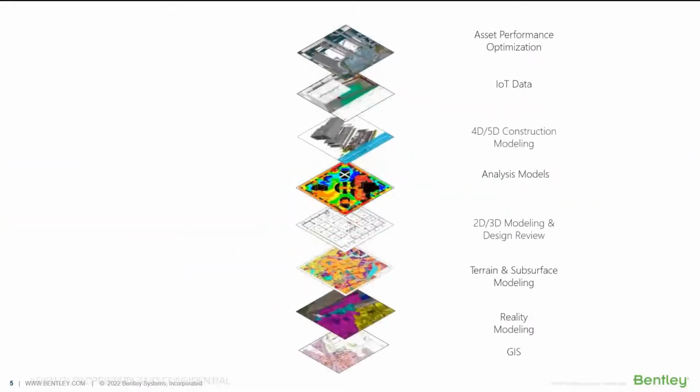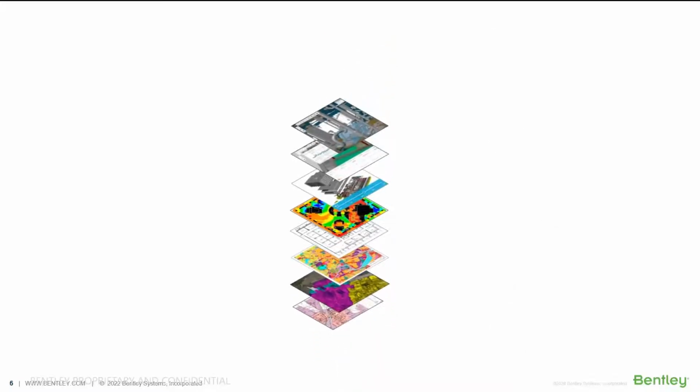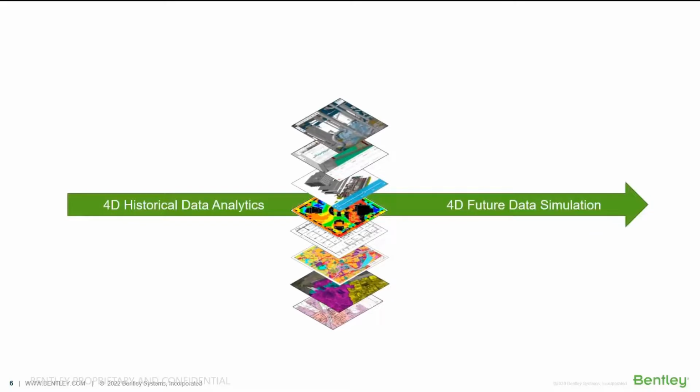So for example, you see here a quite common type of data set: asset performance optimization, IoT data, 2D and 3D CAD files, GIS data, reality modeling data. They all come together in a digital twin. And each layer basically updates over time. Each layer has its own update frequency. Aerial imagery you do maybe once per year. Drone data, let's say every quarter. IoT data is basically updating every minute. This is something we support in a digital twin.